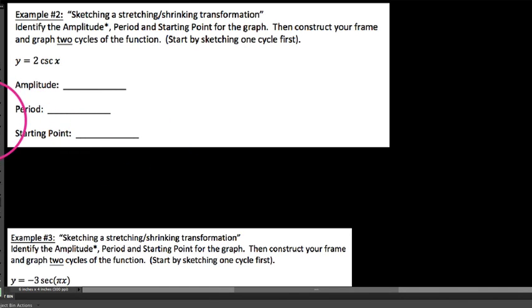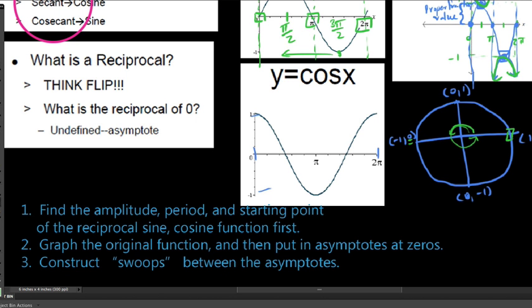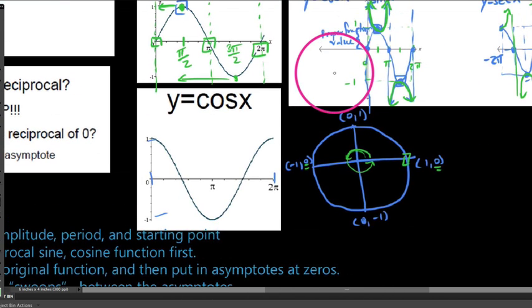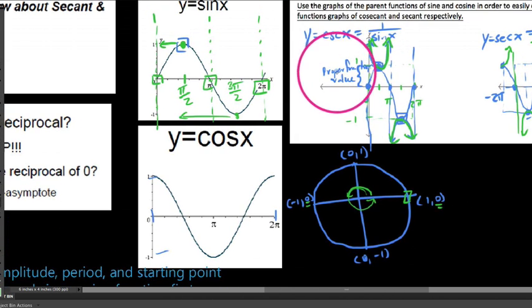Okay, YouTube, in our last video we looked at the basic shape and characteristics of the graphs of cosecant and secant based upon the graphs of sine and cosine respectively. And what we discovered was basically to graph cosecant and secant, all we need to do is graph the parent function first in order to see where the zeros are and determine basically where we put these asymptotes. And we can see that between the asymptotes we have these green little swoops here that come in and either touch the crests or troughs of the original sine or cosine function.